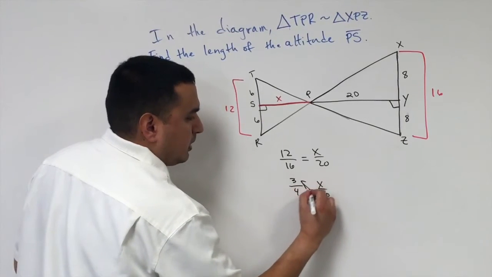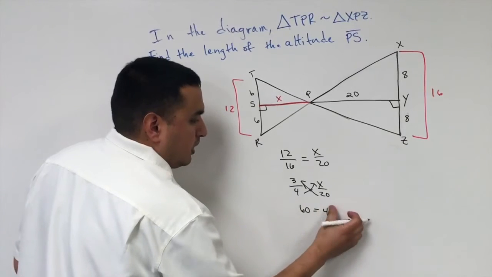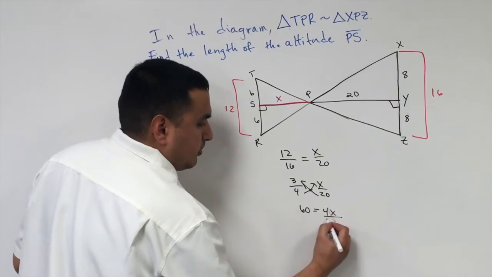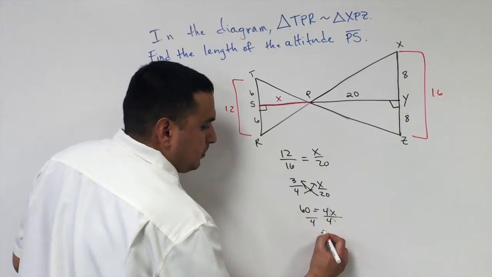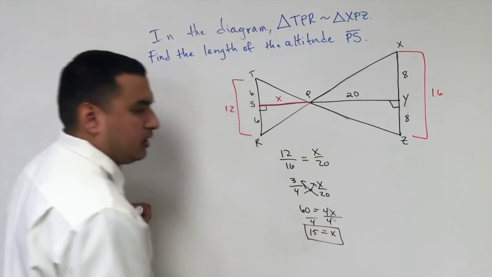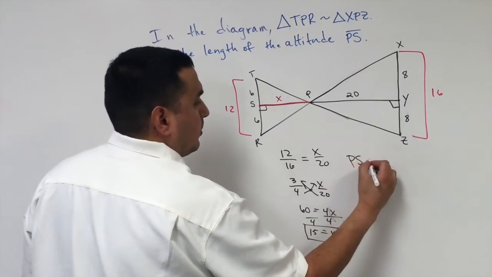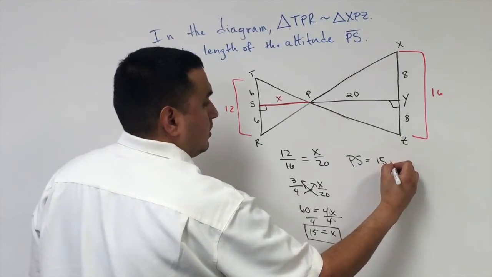I cross multiply, 4X. And then if I divide both sides by 4, I know that X is going to be 15. Okay, so my altitude, the length of PS, is going to be 15 units.